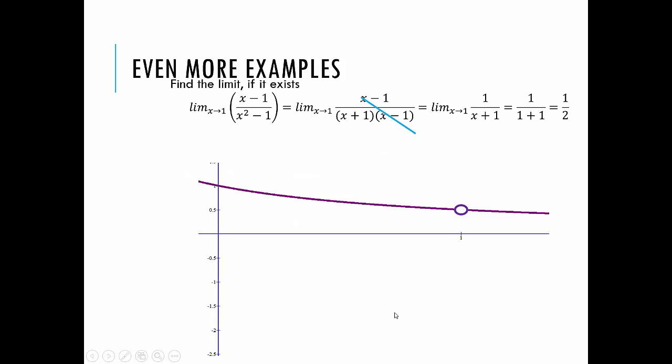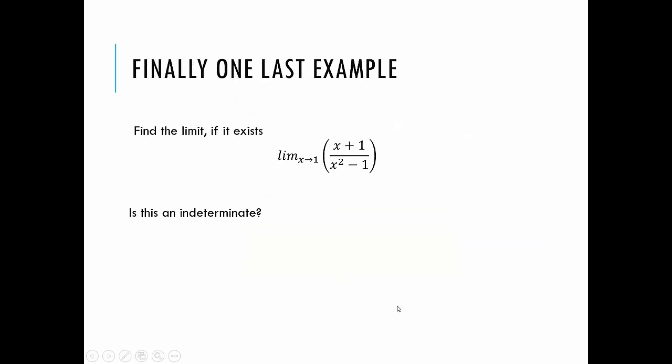What did I say to do? Graph these. If I graph this, and x is approaching 1 from the left and the right, I can't just plug in 1. That value does not exist. But as I'm approaching it, it appears that the value of the function is approaching 0.5 or 1/2.